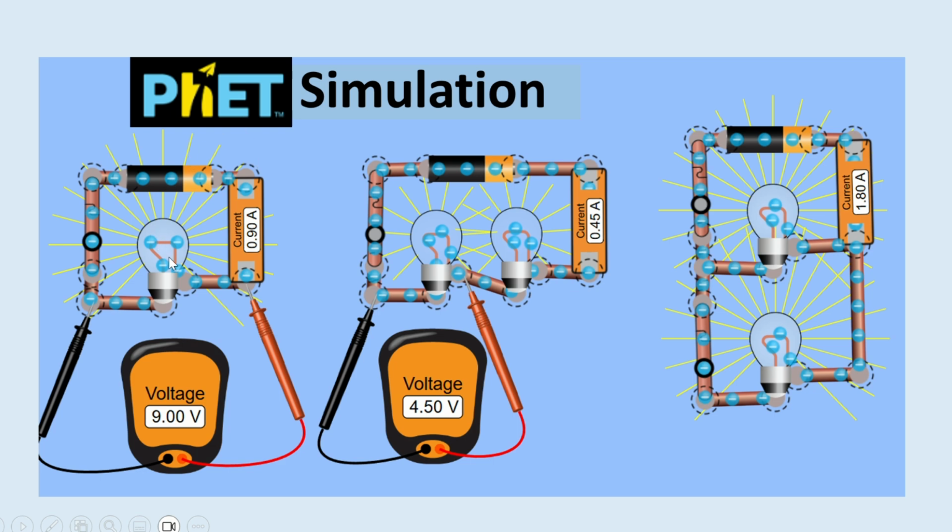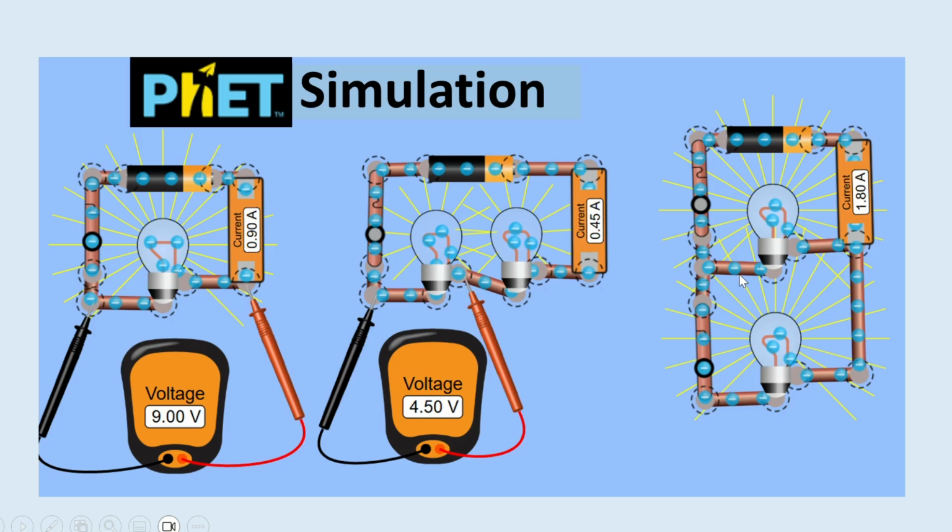We've just seen the PhET simulation, one bulb, and here we have two bulbs in series, increased resistance, therefore decreased current. It was 0.9 in circuit 1, in circuit 2 it's half of that, twice the resistance, half the current. The voltage was 9 volts across this one, but across each of these it's half of that, 4.5.